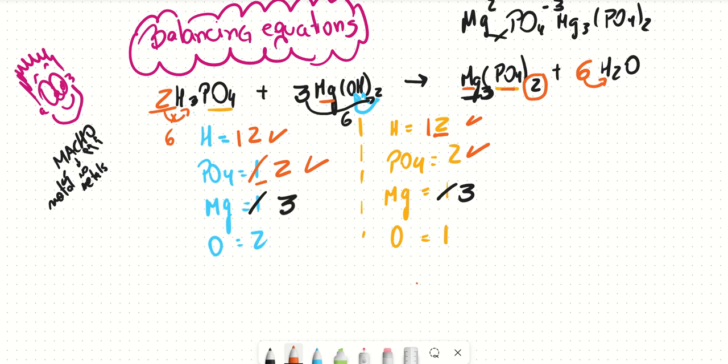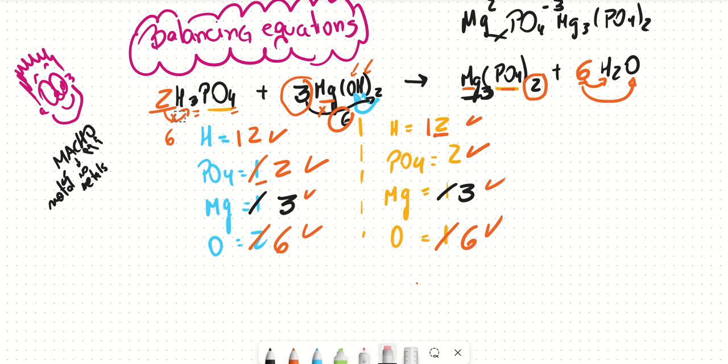So 12, 12, 2 phosphate, 2 phosphate, 3 magnesium, 3 magnesium. And oxygen, how much do I have? So 3 times 2 is 6. So on this side, I have 6, right? We calculate here. So this number will always multiply by the subscript over here. So I have 3 times 2 is 6 for each element that we have inside of the parentheses here, okay? So here I have 6 times 1, so I have 6. So everything is good now. So I have a 2, 2. You don't need to write down number 1, okay?